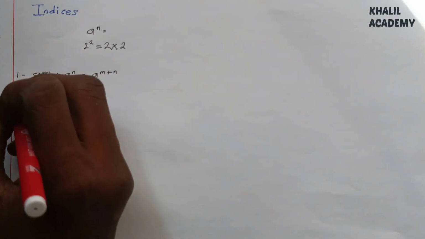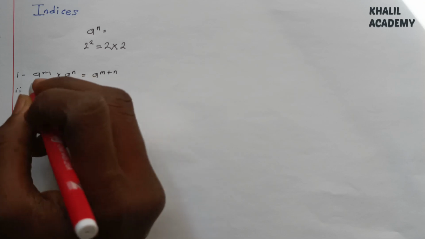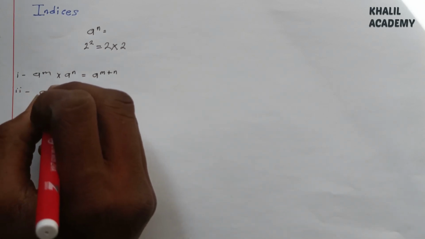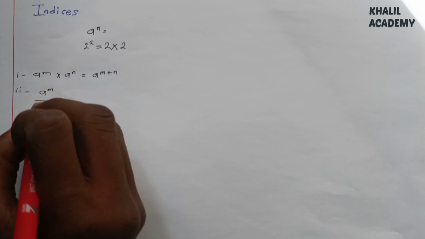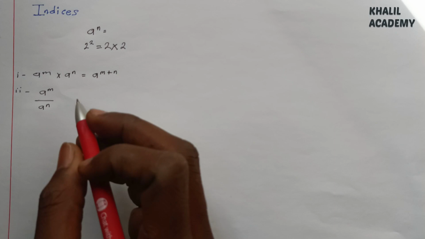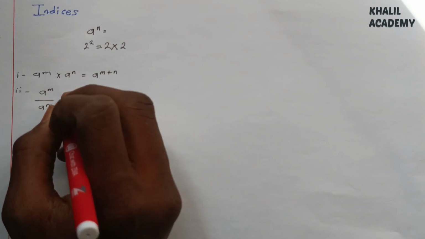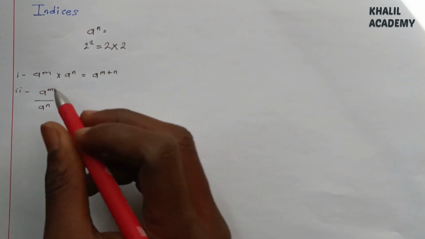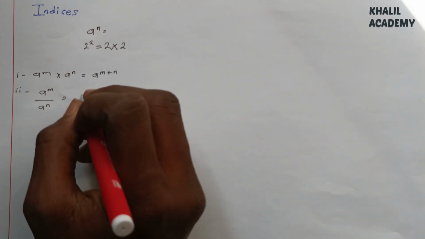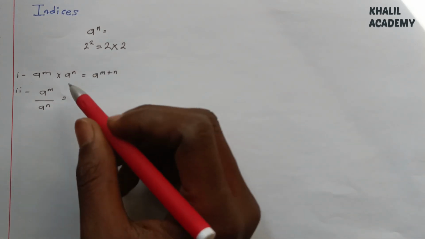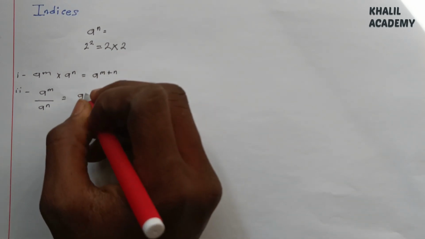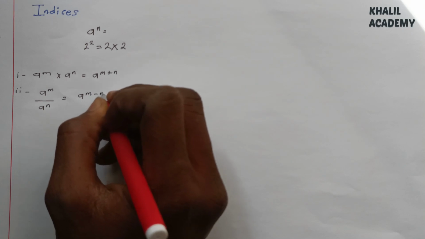Then for the second law, if we have a^m all over a^n, this is the division law. In this case, it will be the same base, then the power of the numerator minus the power of the denominator. So it will be a^(m-n).